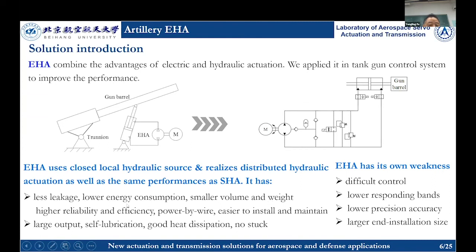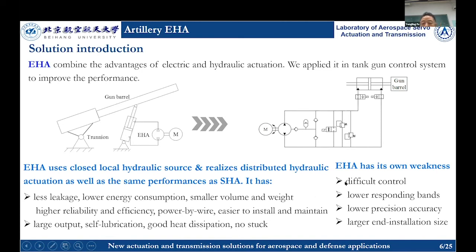It has less leakage, lower energy consumption, smaller volume and weight, higher reliability and efficiency because we do not use the servo valve. And we realize power-by-wire, and it is easy to install and maintain. It also has large output, self-lubrication, good heat dissipation, and no jamming.